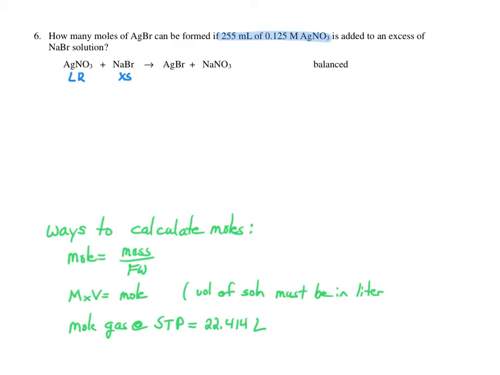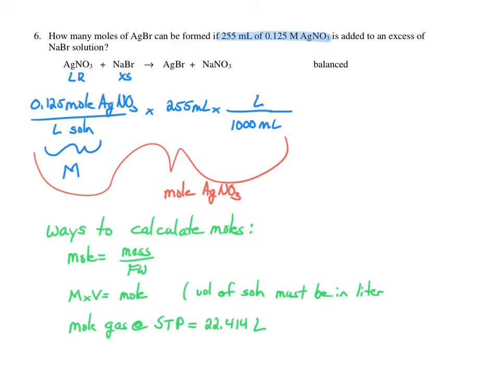In this problem, we're given both the volume and the molarity of a solute in solution, so we can calculate moles that way. Okay, we can start by writing our molarity in terms of moles per liter. That helps remind us of the rest of the math we need to do. So we can see here how we've determined the moles of silver nitrate. Because liters cancel, milliliters cancel, and we're left with moles of silver nitrate.